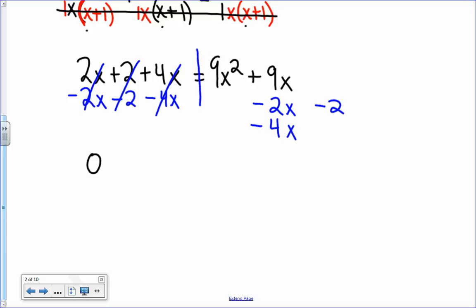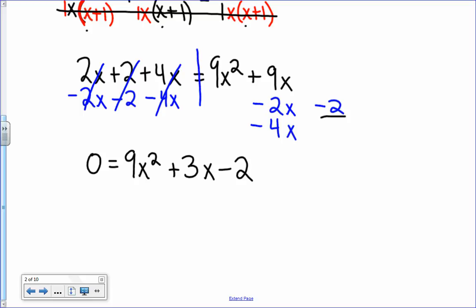So I should have 0 equals. Nothing combines with 9x squared. I go to the next one, 9x minus 2x, that would be 7x, minus 4x, that would be 3x. So I've got 9x squared plus 3x. And then I've got this minus 2 over here that didn't have anything to combine with. So now I have a quadratic trinomial. All right, and A is 9, so that's going to play a key role here in just a moment. All right, so to solve this equation, I'm going to have to factor.